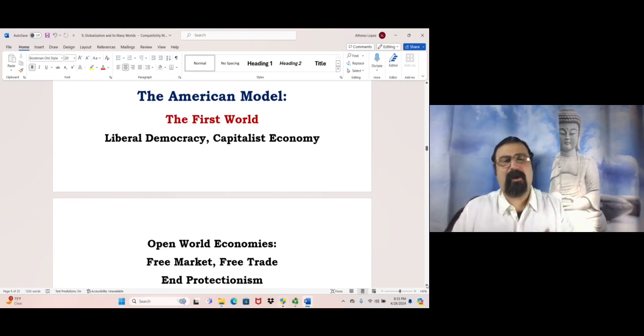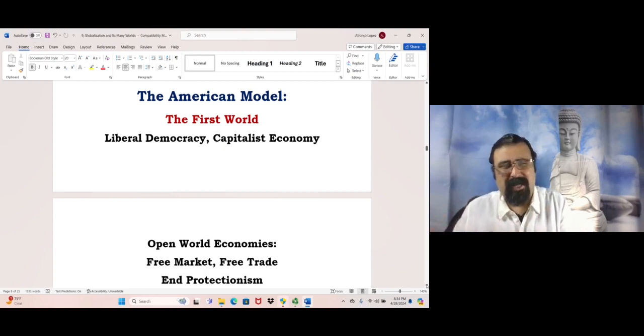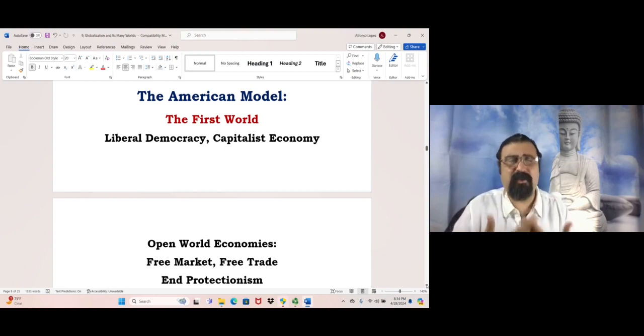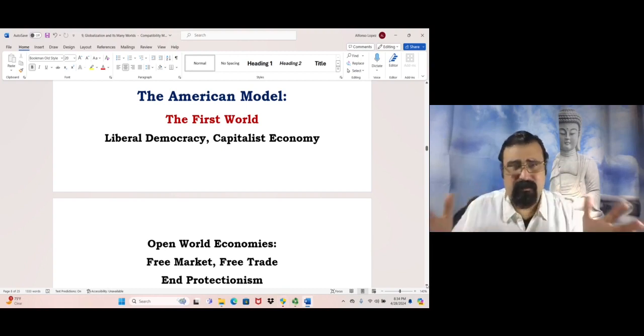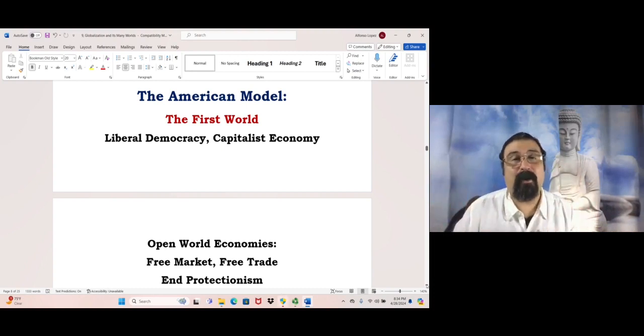Now, let's start with the American model. Again, what the American model presented to the world. What Americans advertised, in other words. What kind of world they were offering. So nations would reconstruct themselves, or they would achieve modernity. They would say you can do reconstruction or modernization by following the American way, the American model. And they called themselves the first world, as a matter of fact.